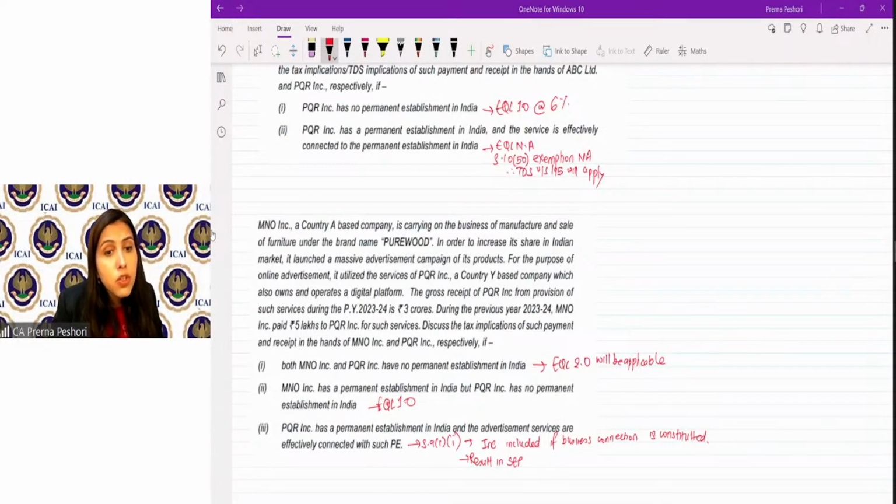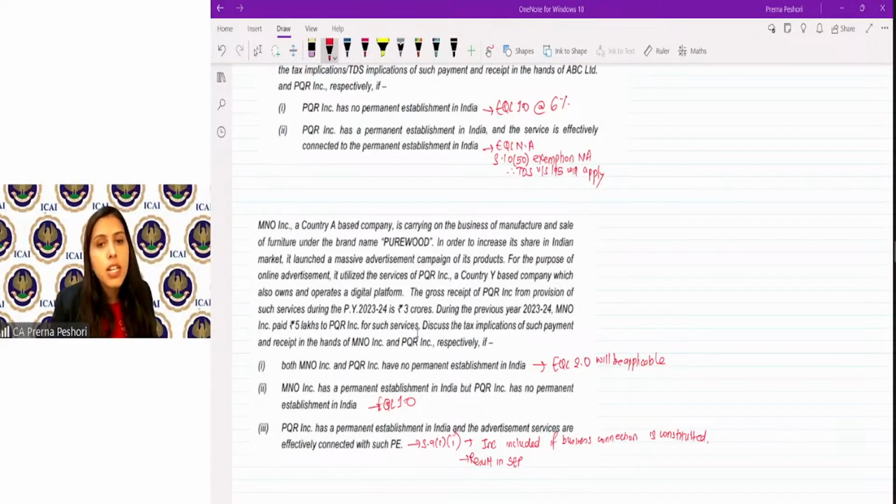The payer can be an individual, Namrata, under equalization levy 1, but it should not be for personal use. It should be for his business or profession. Clear? Yes or no, students? Any questions, any doubt?